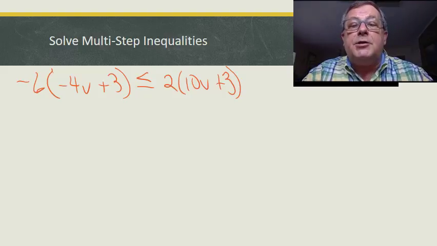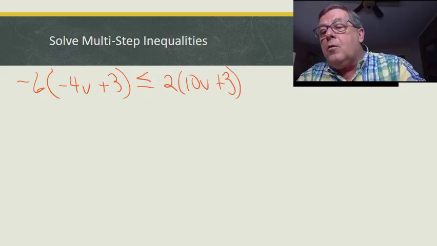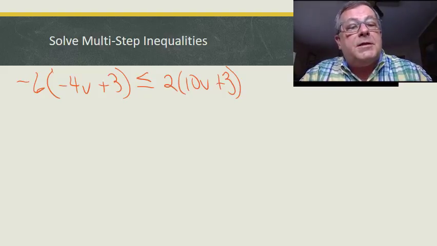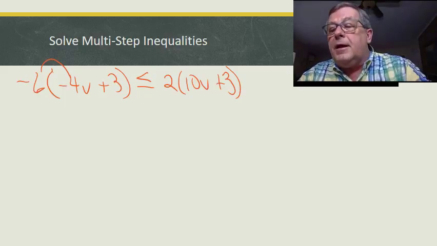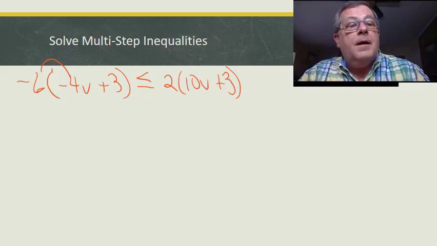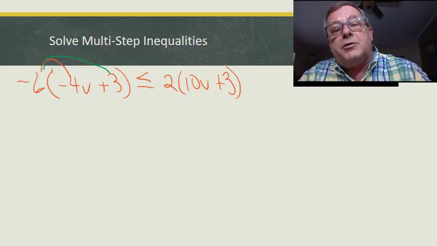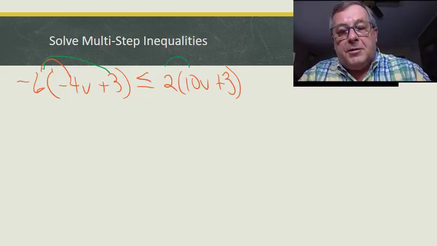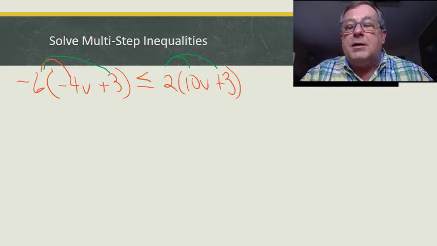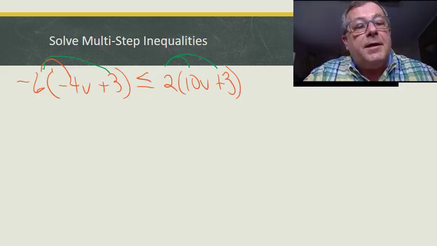And if you said I need to distribute on both sides of this inequality, you are therefore correct. So I'm going to distribute this negative 6 to the negative 4v, and I'm going to distribute the negative 6 to the positive 3. And at the same time, over here on the right, I'm going to distribute this 2 times 10v, as well as 2 times positive 3. So let's get that done.